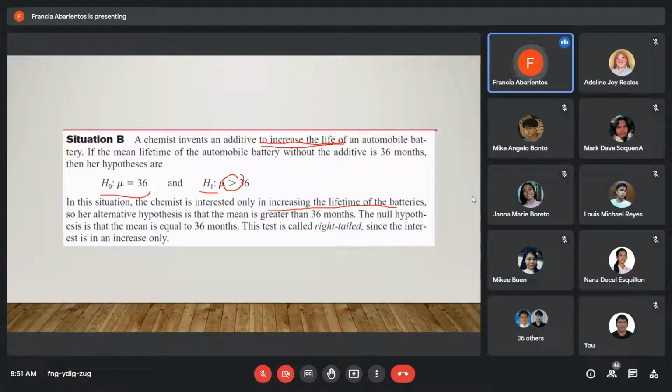So, there are phrases wherein you can see what symbol is used in the alternative hypothesis. So her alternative hypothesis is that the mean is greater than 36. So if we have the two-tailed test, then this falls under the right-tailed test. Since this is greater than, this is a right-tailed test, since the interest is in an increase.